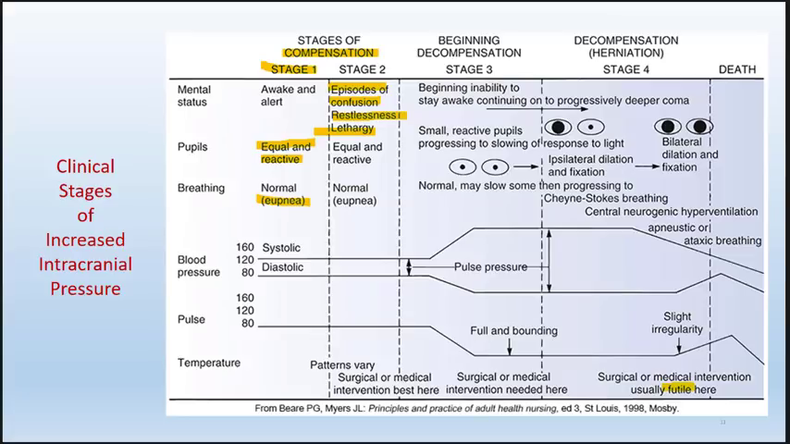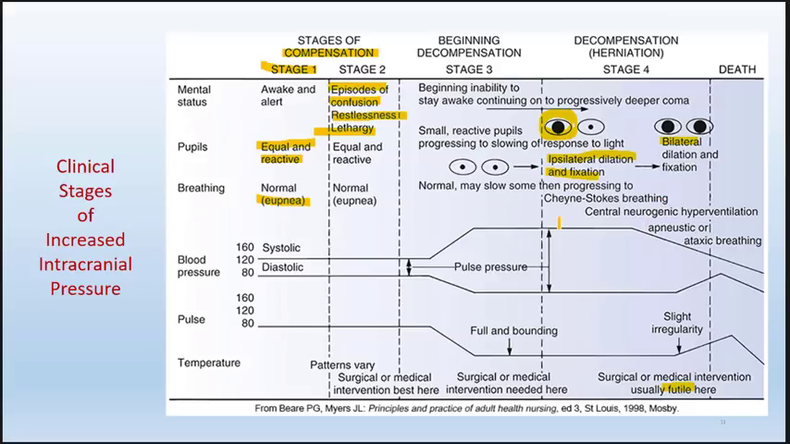So let's look at some of the things that we can see happening. In stage 4, you can see some of the main clinical signs involve pupils not being reactive as they should, so ipsilateral dilation and fixation. Ipsilateral refers to one side. This one pupil is not reacting, it's fixed and dilated. And then as you progress through stage 4, you have bilateral, so both pupils are fixed and dilated.